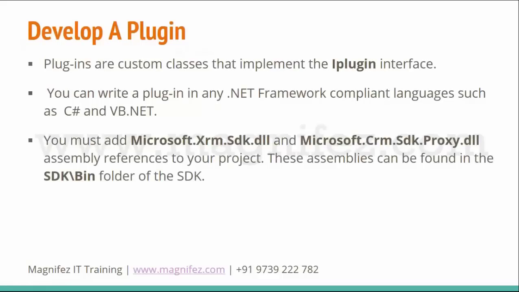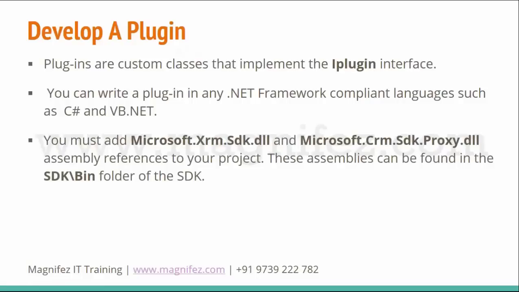So by definition, plugins are custom classes that you implement using plugin interface. We will see that. So you can write plugin in any of the .NET compliant languages such as C# or VB.NET. And also you need to add two primary DLLs. One is Microsoft.xrm.sdk.dll and other one is Microsoft.crm.sdk.proxy.dll. These are the assembly references that you need to add to your Visual Studio project. So these are the assemblies that can be found in the SDK bin folder of your SDK.